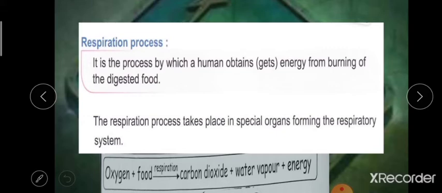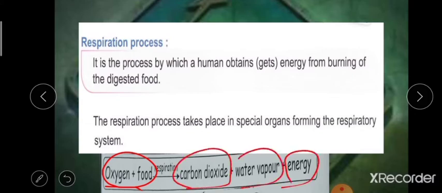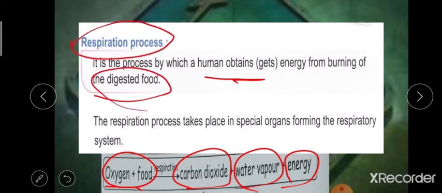Why do we get energy? Because oxygen and digested food mix together or burn together to get energy, and carbon dioxide gas and water vapor are produced. So the respiration process is a process by which humans obtain energy from burning food. Burning food, it is a respiration process.